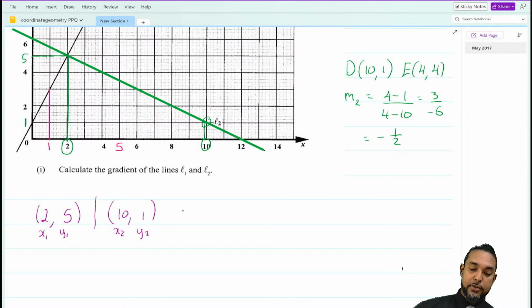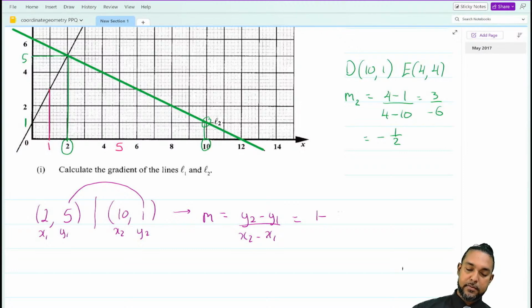So what's your formula, Julie? Gradient is equal to the change in y, y2 minus y1, all over x2 minus x1, right? So 1 minus 5 over 10 minus 2. 1 minus 5 is minus 4, 10 minus 2 is 8. And 4 goes into 4 one time, and 4 into 8 two times.